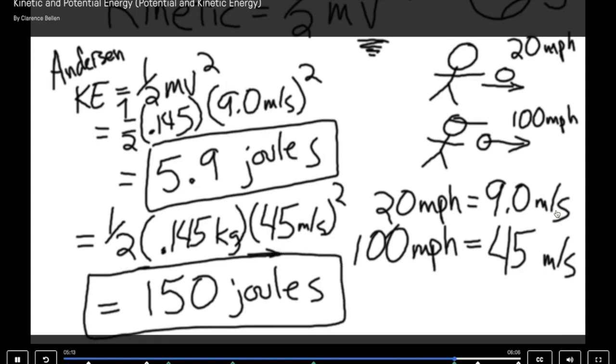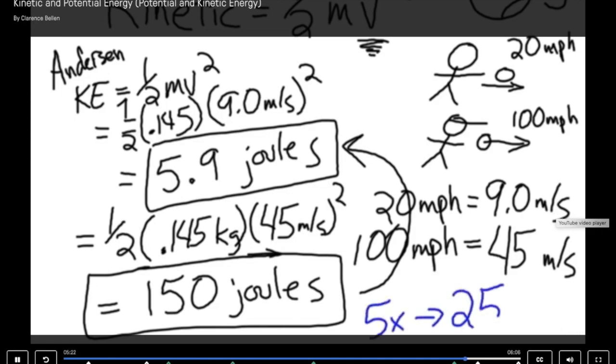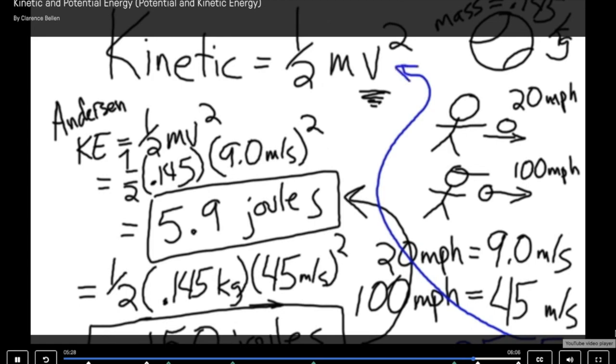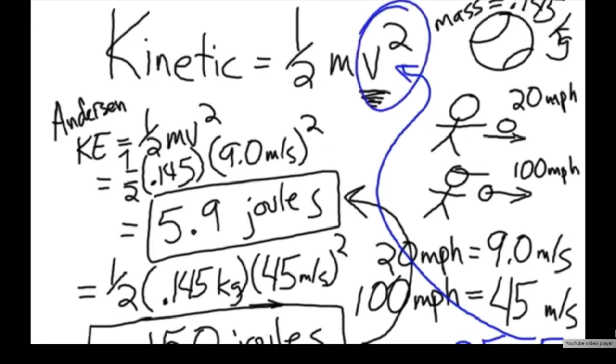Again, when I pitched at 20 miles an hour, it was only 5.9 joules. And so even though that pitcher is throwing it 5 times as fast, he's getting roughly 25 times the amount of energy out of that pitch. And that's why, if you look at the equation, the velocity being squared is super important to understand.